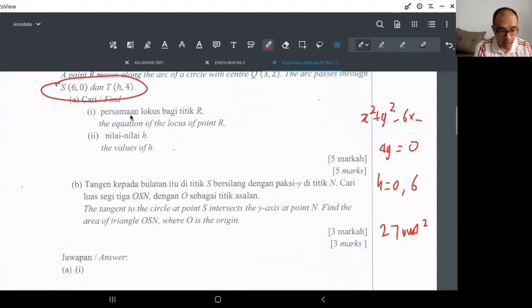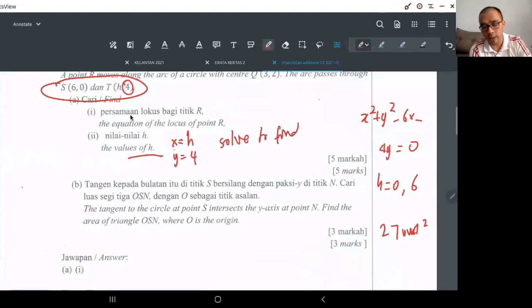Then how do you find the values of h? You substitute y equals 4 and x equals h, and then solve to find h. You will definitely get 2 values, which are 0 and 6. So of course, this equation becomes very important. You substitute y as 4, x as h, and solve to find h.